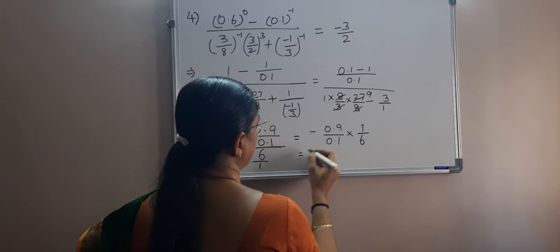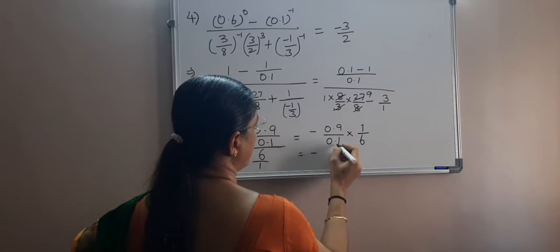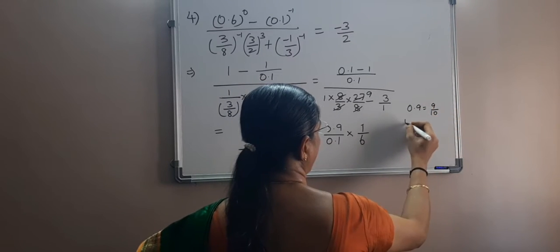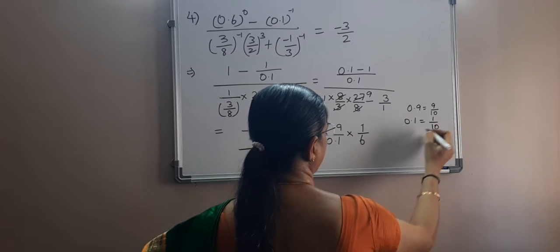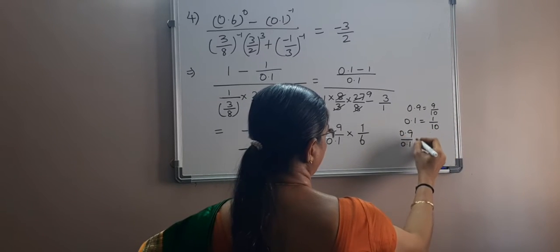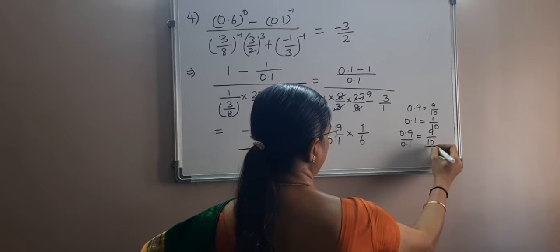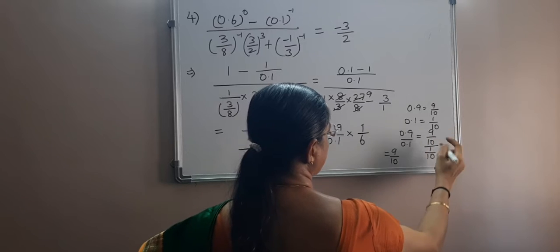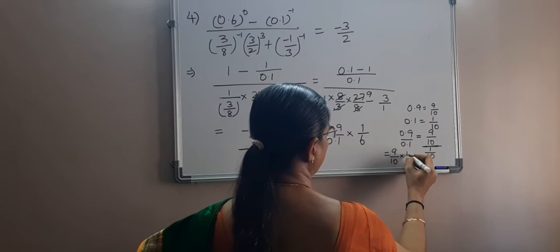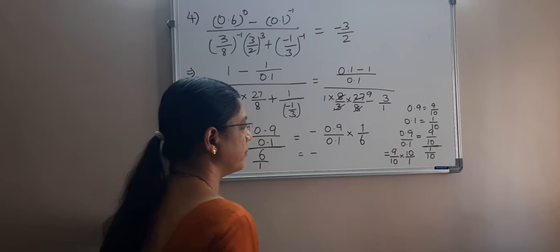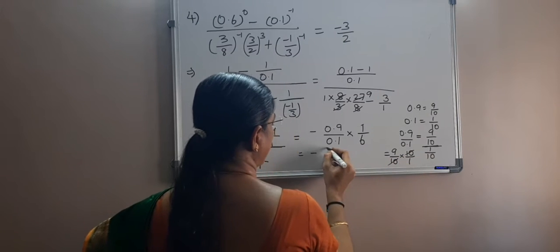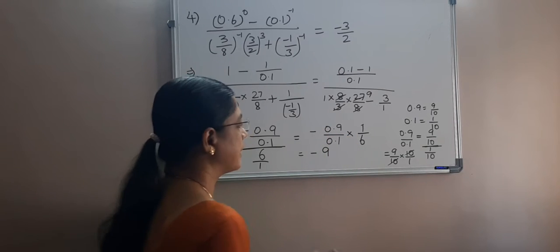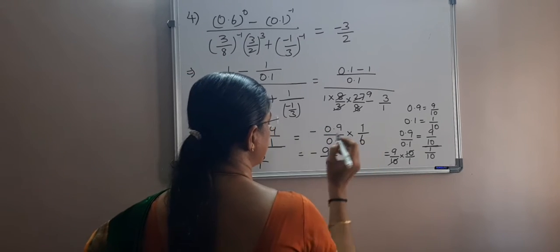Okay, so now see, minus 0.9 by 0.1, I will solve it here. 0.9 is equal to 9 by 10 and 0.1 is equal to 1 by 10. Therefore 0.9 by 0.1 is equal to 9 by 10 divided by 1 by 10. And this division again I take as multiplication, so getting the reciprocal of 1 by 10, the 10 gets cancelled, so I get 9 here. Okay, so that is how 0.9 divided by 0.1 becomes 9 divided by this 6.